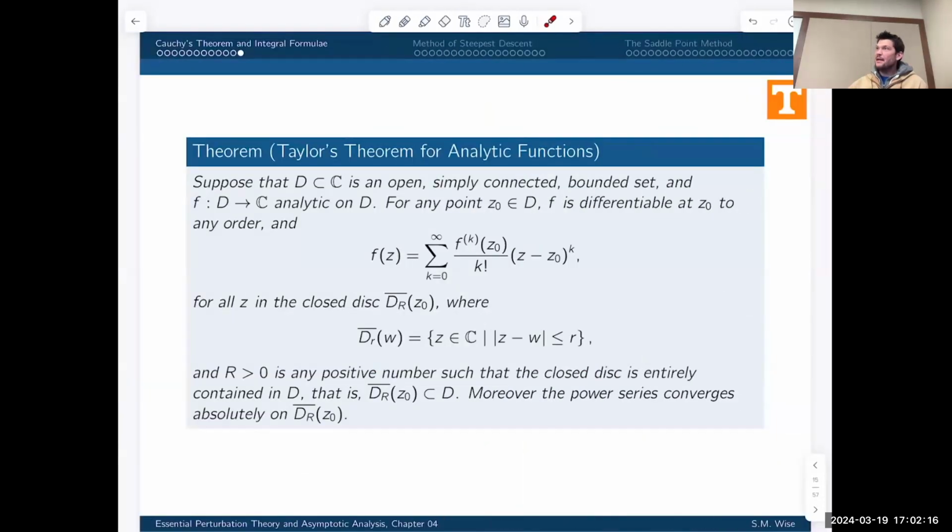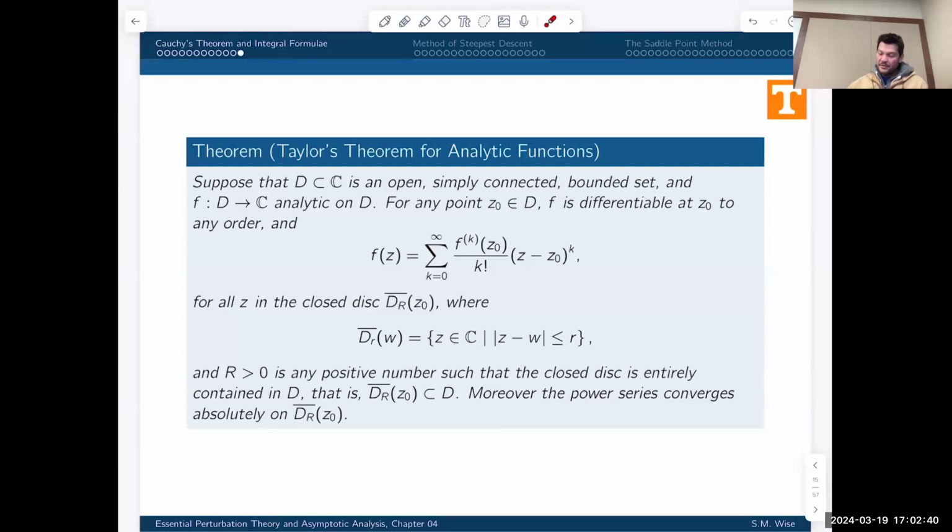So I can use that last result to prove Taylor's theorem for analytic functions. In fact, I wouldn't call it Taylor's theorem. Taylor's theorem I always view as being when I do a finite power series approximation or a finite polynomial approximation, Taylor polynomial. This is a bit different.